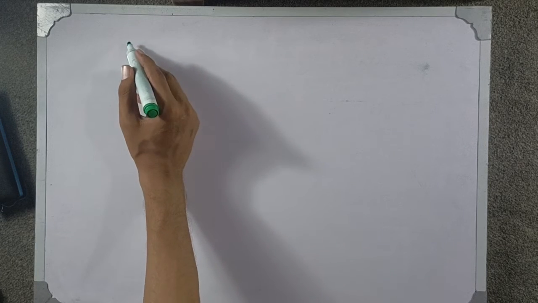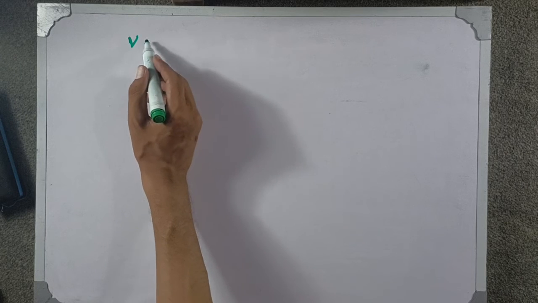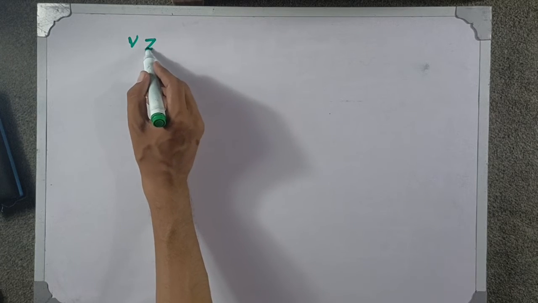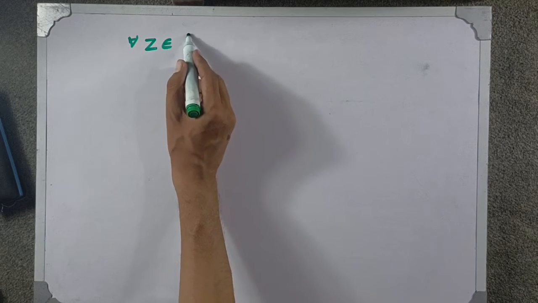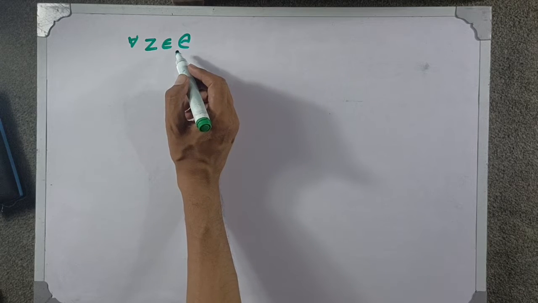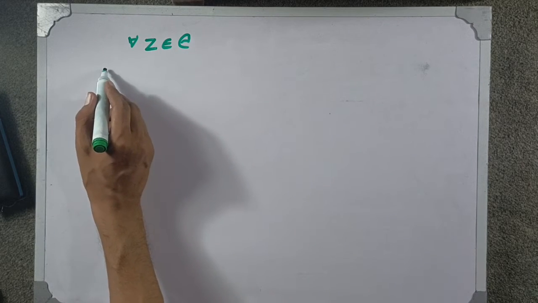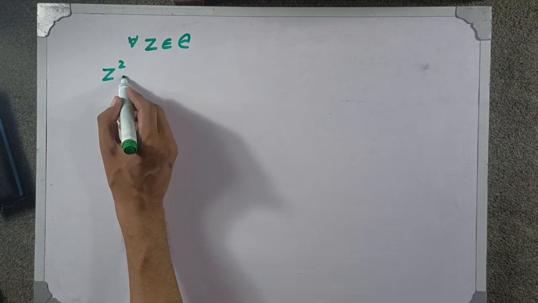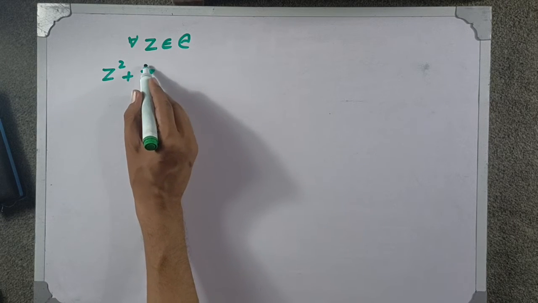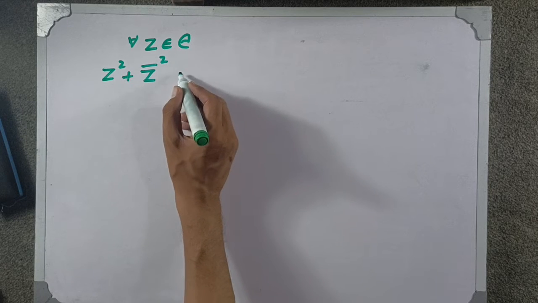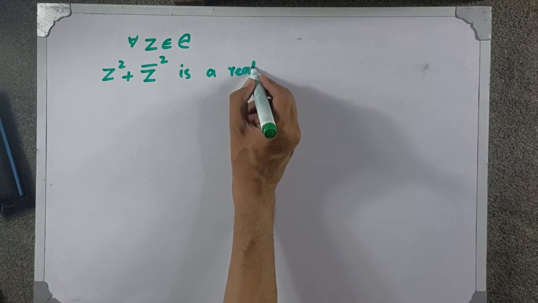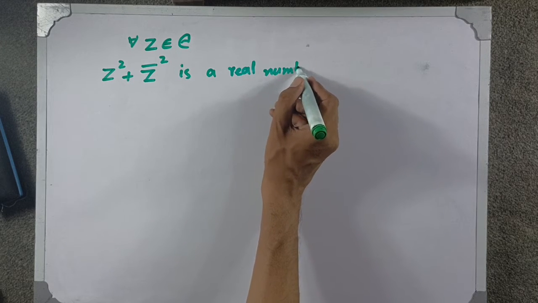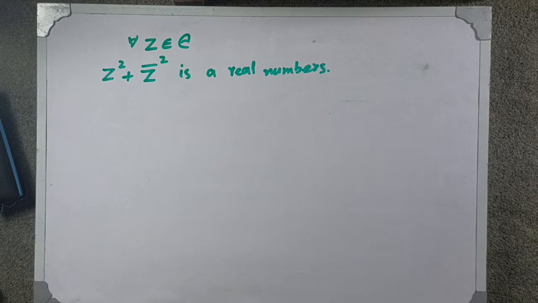Now we have a beautiful question: for all complex numbers, meaning for all z belonging to the set of complex numbers, we have to prove that z square plus z conjugate square is always a real number. So this is our question which we have to prove.